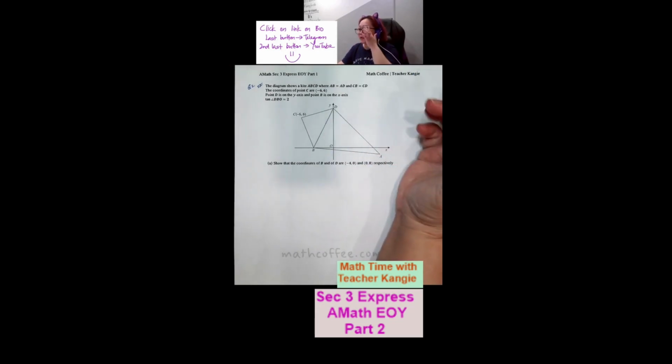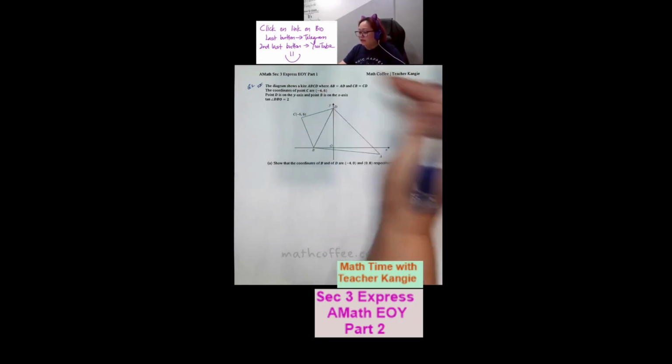Okay, so now over here, the diagram shows a kite. This is chapter what of AMath? I don't know, I got a different textbook. I only know it's AMath coordinate geometry. Different textbooks have different chapter numbers.